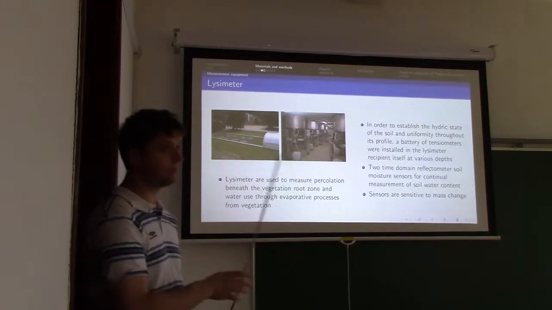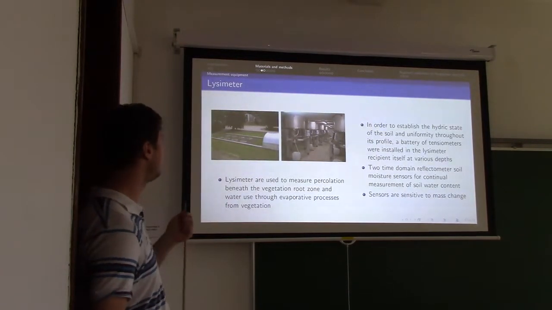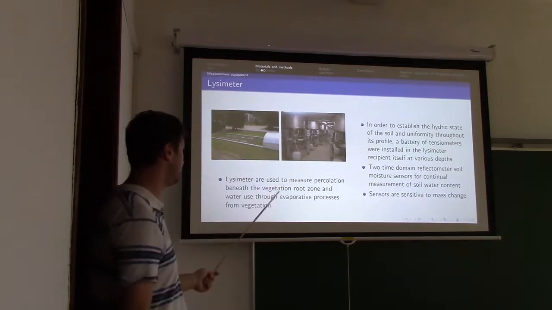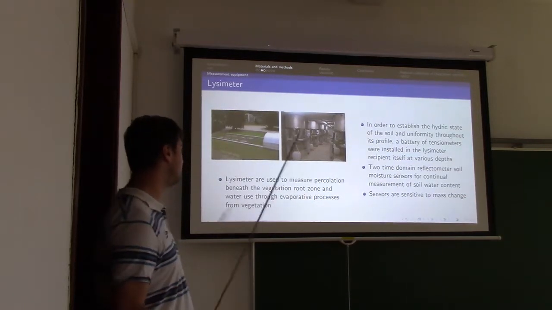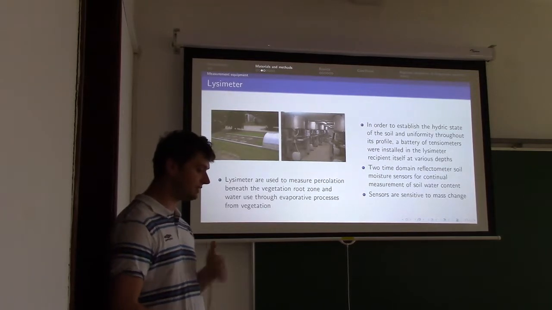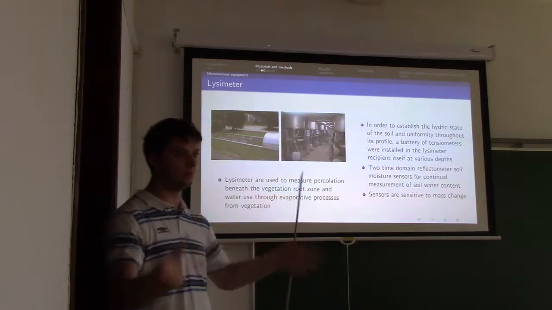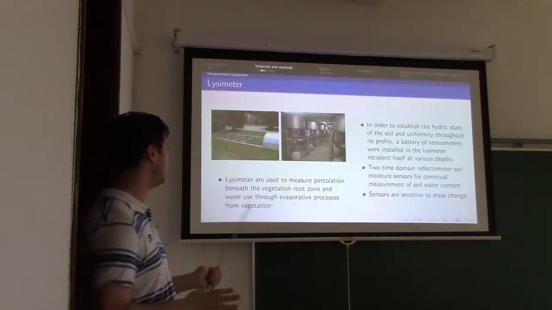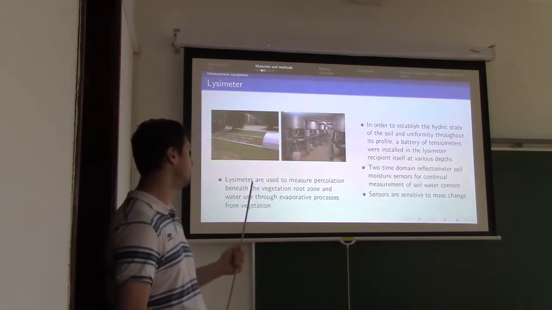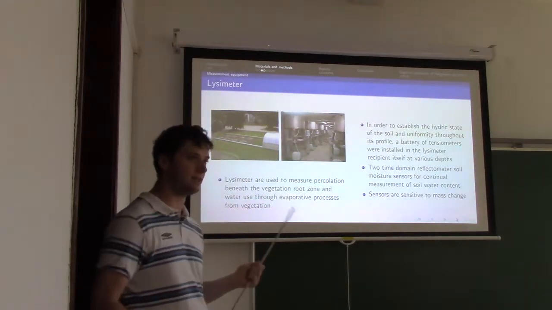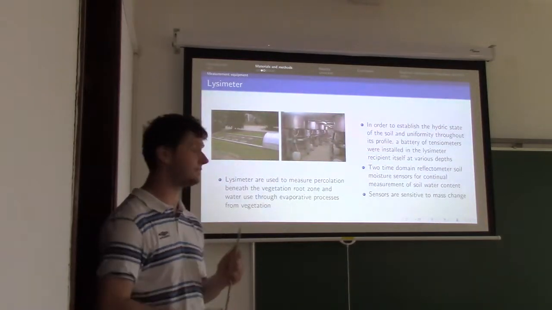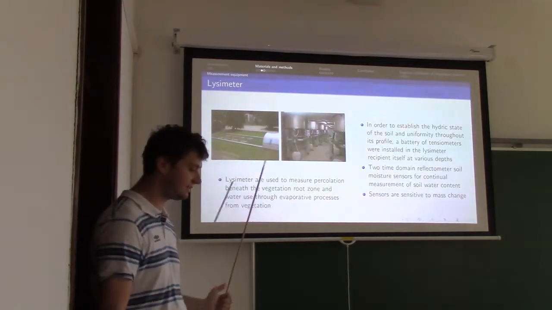Now, to say something about the equipment used for measuring, we use a lysimeter. A lysimeter is used to measure percolation beneath the vegetation root zone and water used through the evaporative process from vegetation. How do we set up this instrument? We excavate a column of clay, then we put in a lysimeter, and then we put back this clay. It weighs everything about it, and it's very precise. It's precise to milligrams.